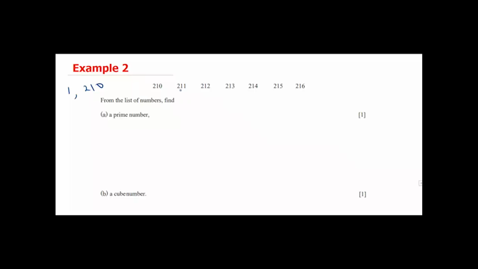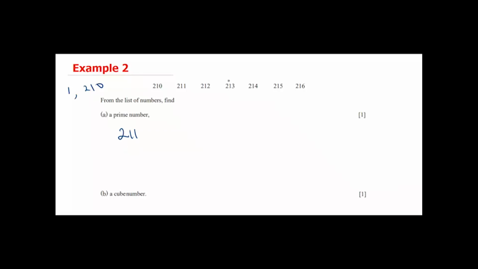So we keep on checking. Is it divisible by 4? No. Is it divisible by 5? No. Is it divisible by 6? So you keep on checking until you are able to show that it is not divisible by any other number apart from 1 and itself. So if you continue the division, you see that 211 is only divisible by 1 and itself. So I will pick this. This is 211. That will be my answer.